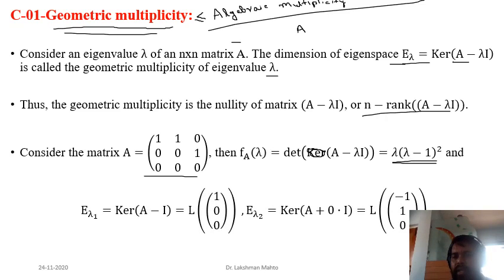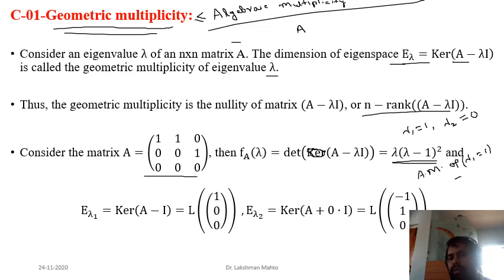What are the eigenvalues? It has two eigenvalues. One eigenvalue we call lambda 1, equal to 1. The other, lambda 2, is 0. Now we can calculate the algebraic multiplicity of 1. I will write in short a.m. of the first eigenvalue, lambda 1 equal to 1. So what is that?